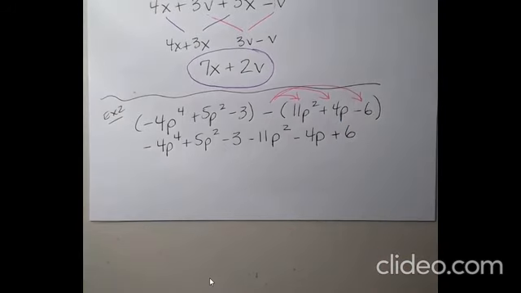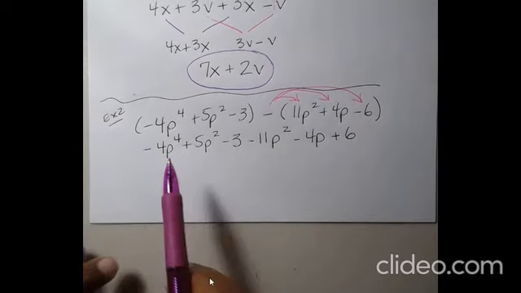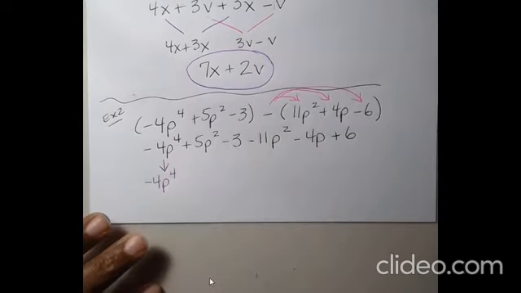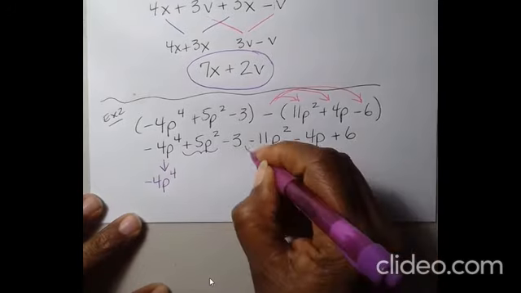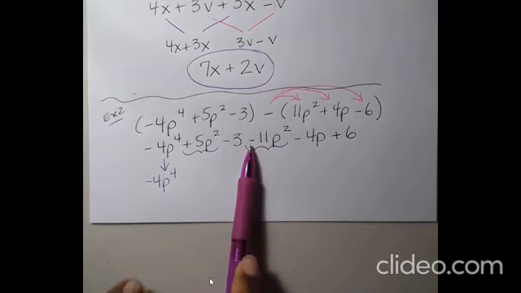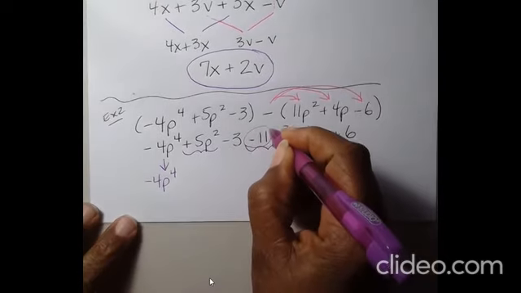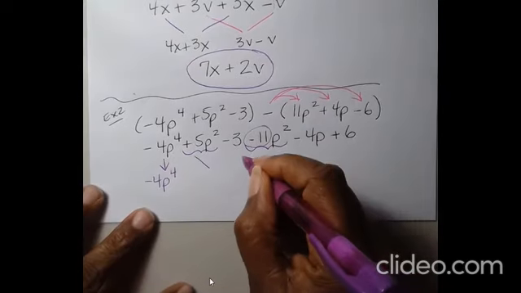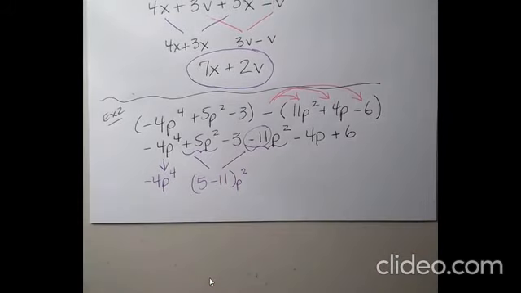Now let's look at what things are like terms. Well, we have a p to the fourth, but it's the only one, so we can just bring that one down, negative 4p to the fourth. Do we have any cubes? Nope, but we have a squared: 5p squared and negative 11p squared. Did you notice how I kept the negative from in front of that 11? This negative sign in front of these coefficients stays with that coefficient. So this is plus 5 minus 11, and we're keeping our p squared.